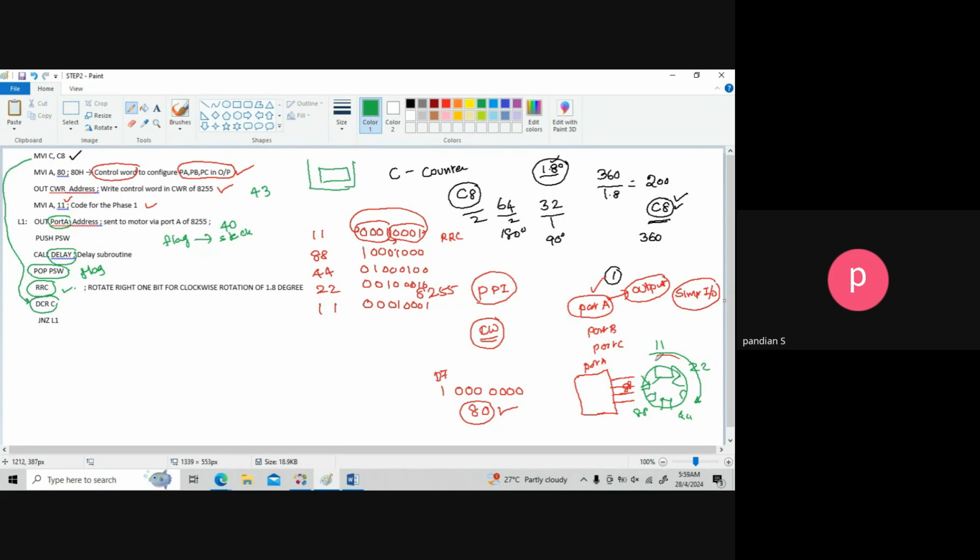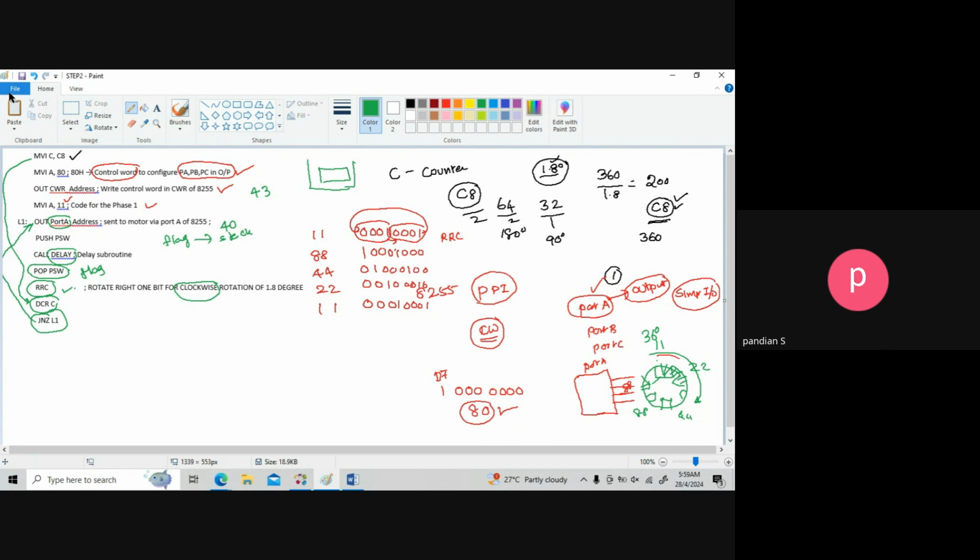For each pulse it will rotate 1.8 degrees, right? So if we give the C8 count of 1.8-degree pulses, then it will rotate 360 degrees, and that rotation is over. So it will go for one full rotation. After one full rotation, it will decrement, and if not zero, it will go to L1. So it will go for one full cycle of rotation in the clockwise direction. So we now have the clockwise rotation, right?